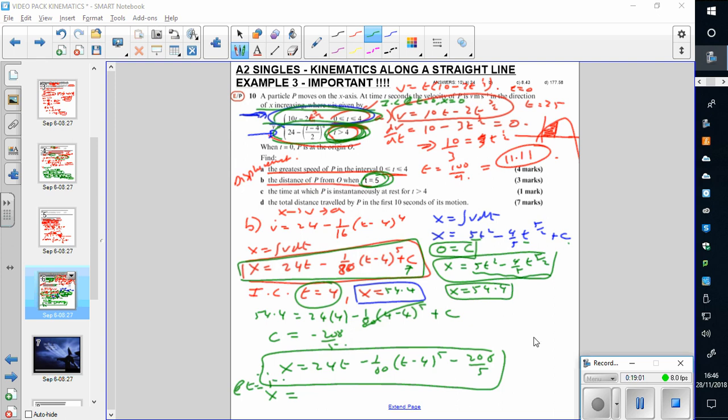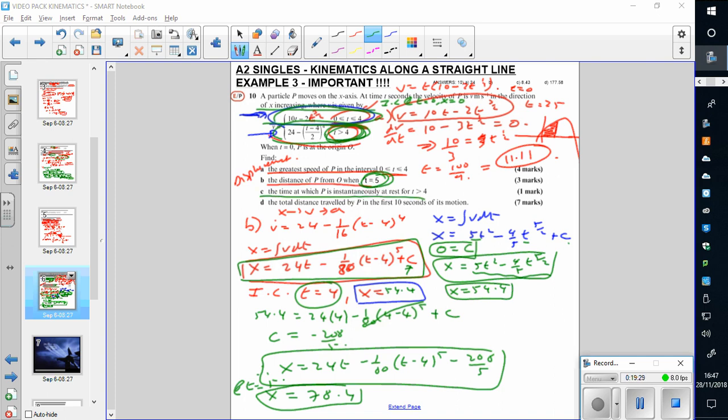So at t equals 5, x will be 24 times 5, minus 1 over 80, 5 minus 4 to the power of 5, minus 208 divided by 5. So the displacement is 78.4 meters to 3 significant figures. Okay, that's good. Last one, the last couple.